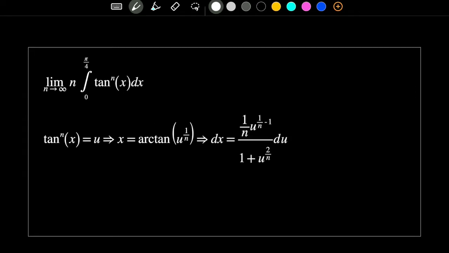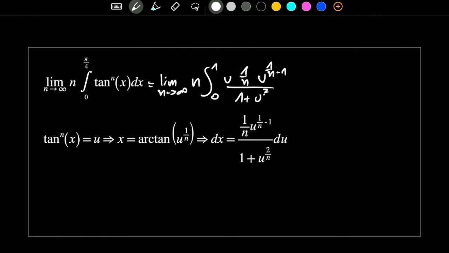But of course this looks horrible. So we'll quickly substitute it in and see what we can clean here. First we need to look at the bounds though. So basically when we have tangent of 0, we have 0, so that bound stays the same, and then of course 1 to any power is also just 1. So of course we have the limit as n goes to infinity of n times the integral from 0 to 1, and then tangent of x to the power of n is going to be u, so we have u times our dx, which is going to be 1 over n times u to the power of 1 over n minus 1 divided by 1 plus u to the power of 2 over n.